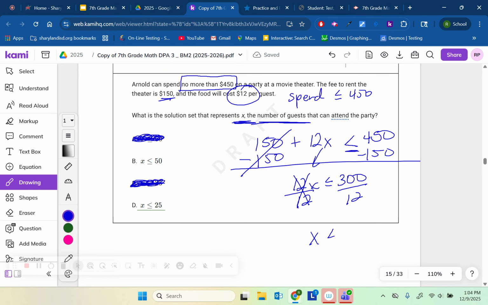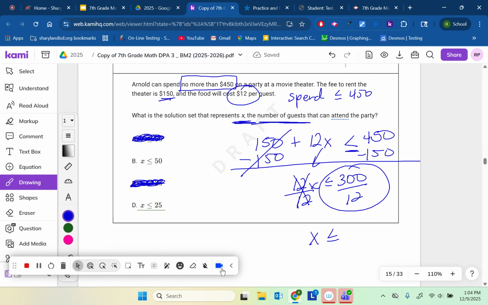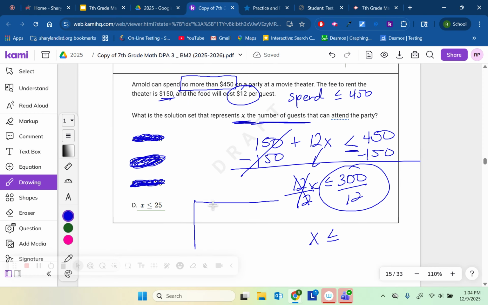And then x will be less than whatever this gives me, right? It's not 50. It'll be 25. So how do we get the 25? Well, I'm one of those people who likes to do the area model. 12 times, let's take a look here. Let's go with 10, which is going to be 120. So I have 300 minus 120. That's 30 minus 12 is 18, so 180. Plus another 10.